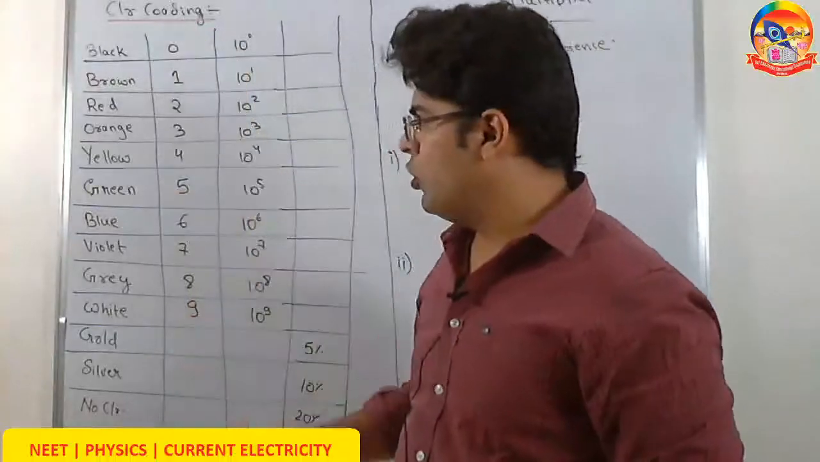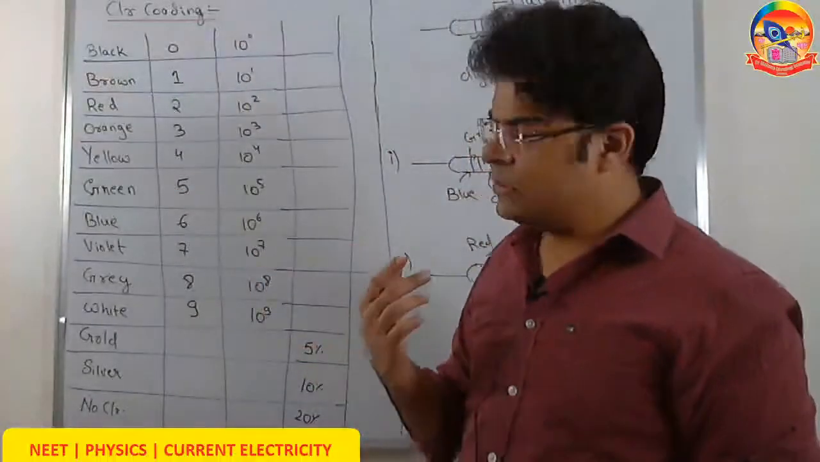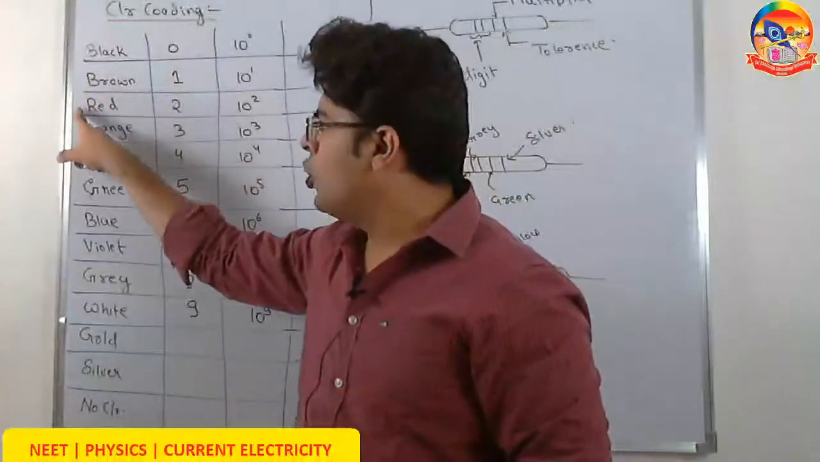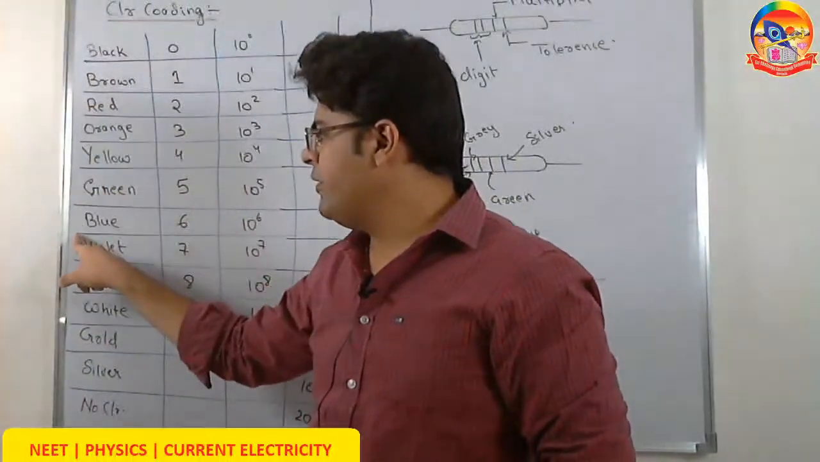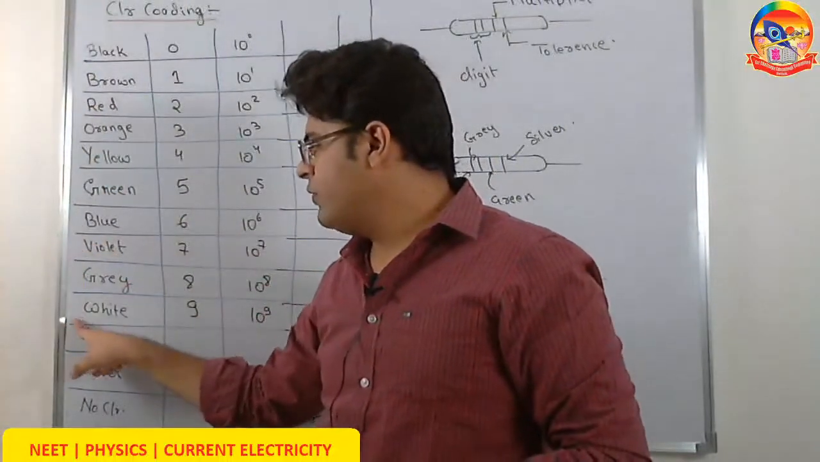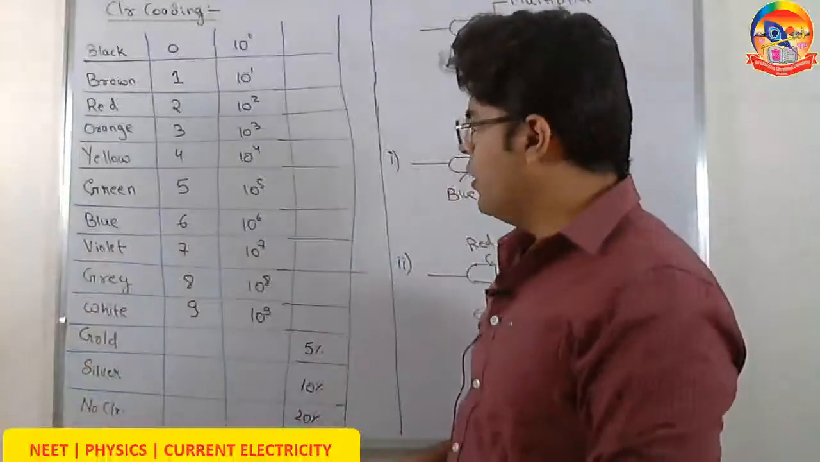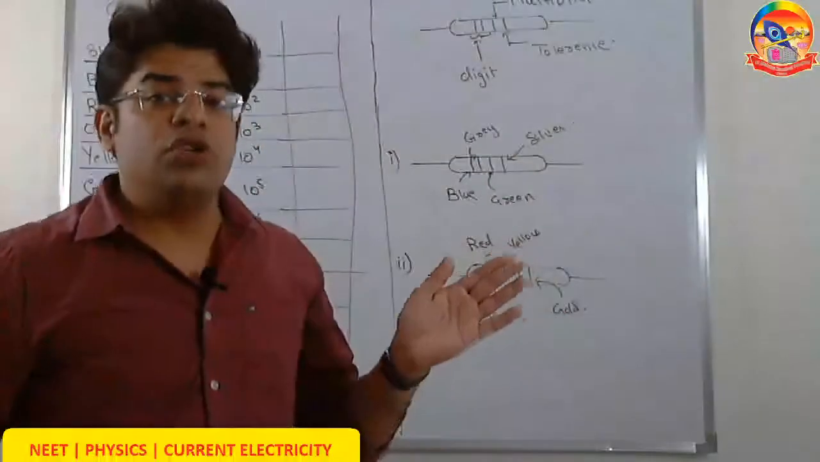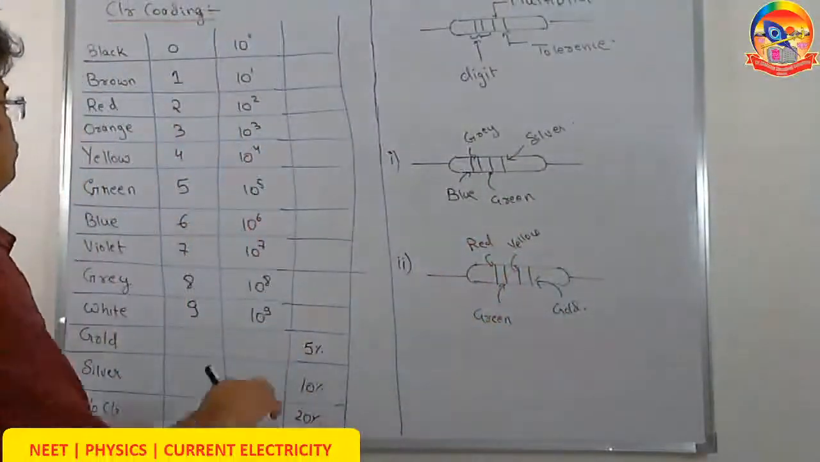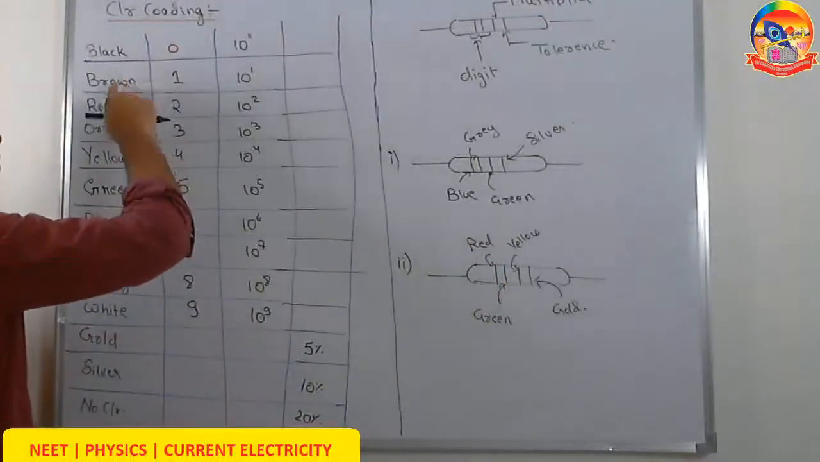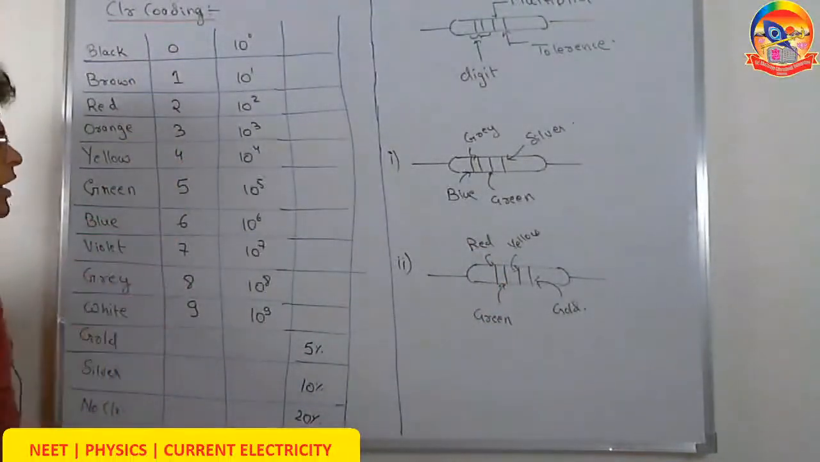You should be able to draw this. The trick is the mnemonic that you know. B.B. Roy of Great Britain has a very good wife, gold, silver, no color. Now see, the digits do not start from 1, they start from 0. So the number corresponding to black is 0, brown is 1, red is 2, and so on up to 9.